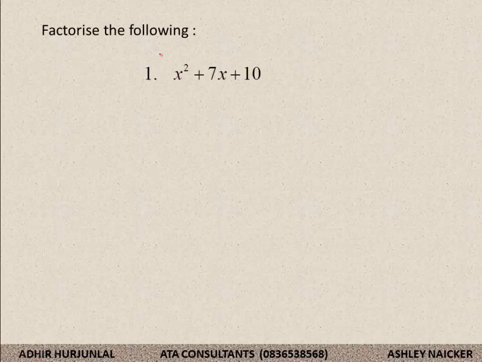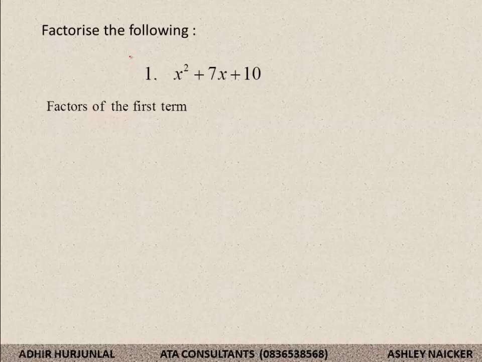Question number 1. Factorize the following. And by the way, in the examinations, the question will not tell you the method to use. You would need to decide on how you are going to factorize. The mere fact that I see a square means that this is in the form of a quadratic trinomial. It is quadratic and I have 3 terms, which means I can go ahead and use the cross technique. The cross technique is as follows.